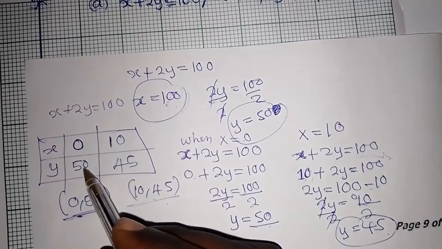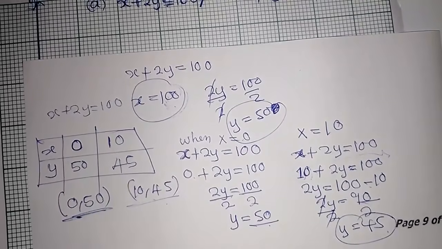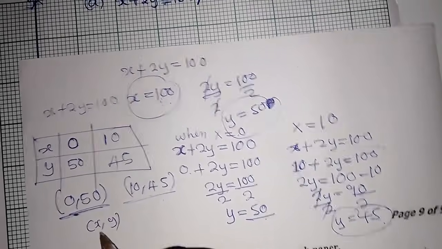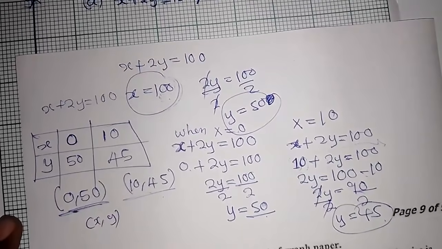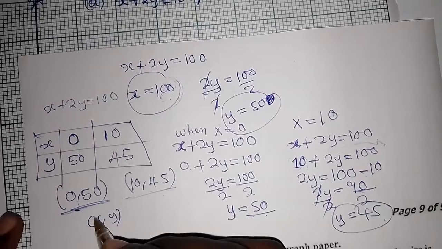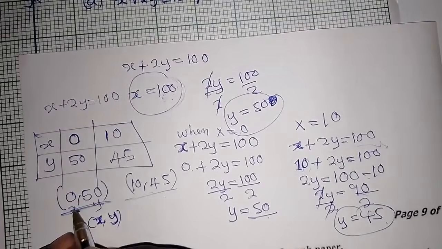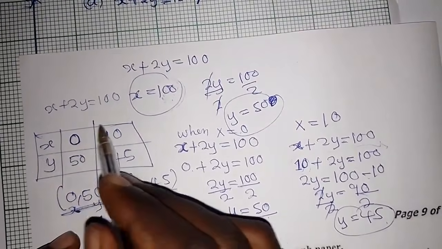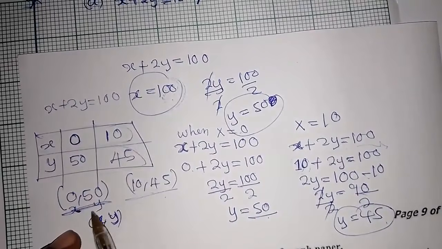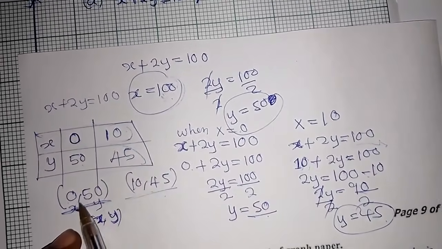You cannot start with 50, 0, which means that is not correct. Whenever we are writing a coordinate, we start with x, y. This is how we write a coordinate, and this is how you need to be writing. So this is x, y. X is 0. This whole thing is x. This whole thing is y. 0, 50. 10, 45. I plot this 0, 50.